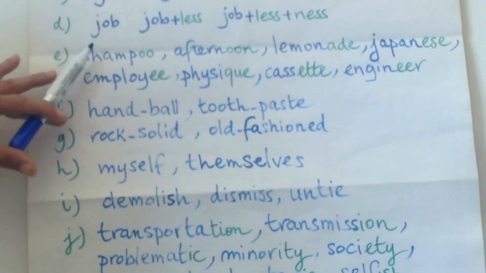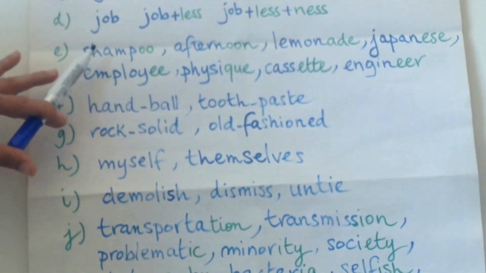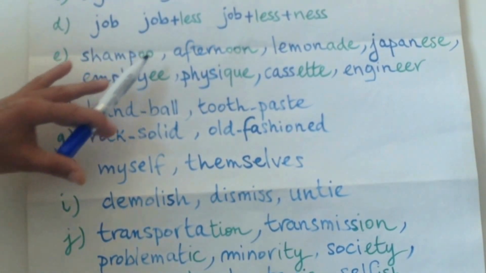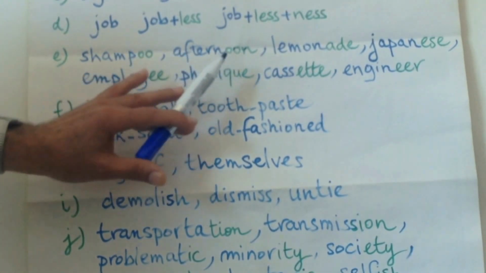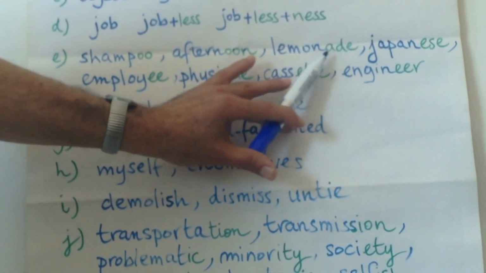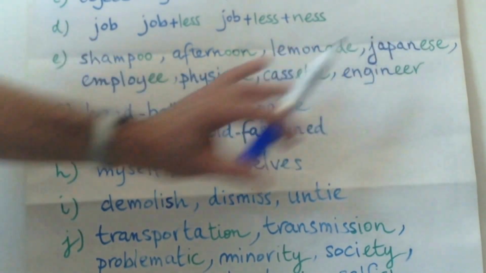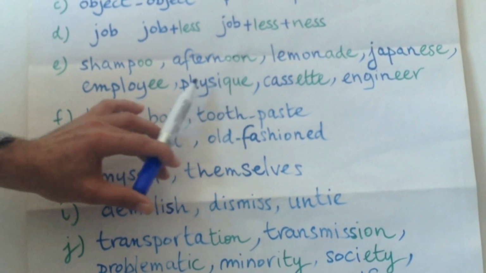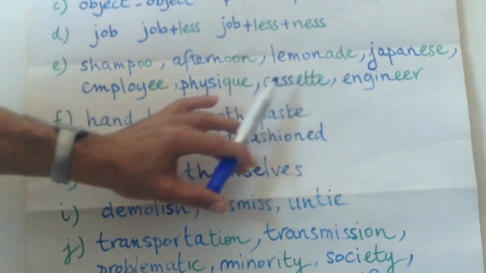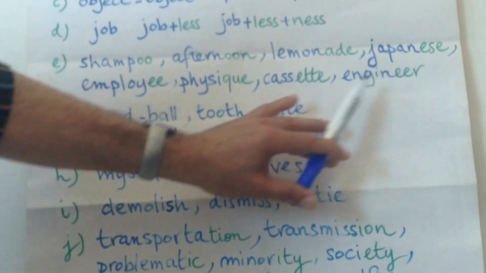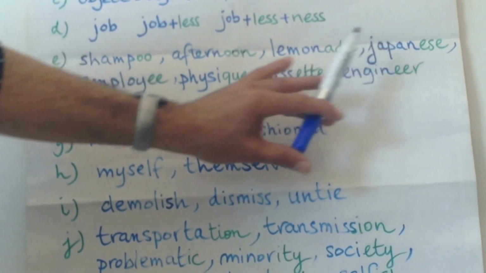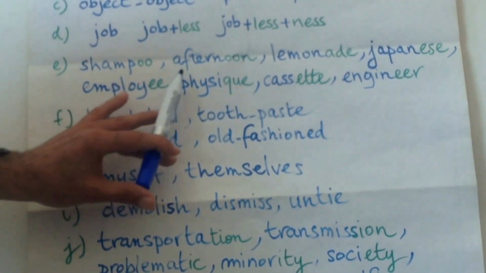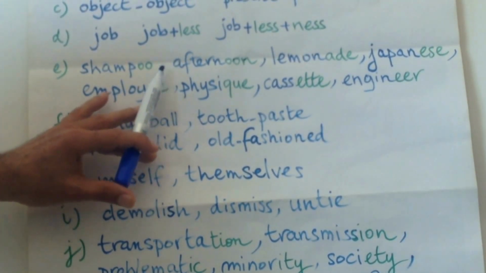The stress is generally at the end of words ending in "oo", like shampoo, noon, afternoon, aid, lemonade, Japanese, employee, physique, cassette, engineer. This applies to words of all syllable lengths.